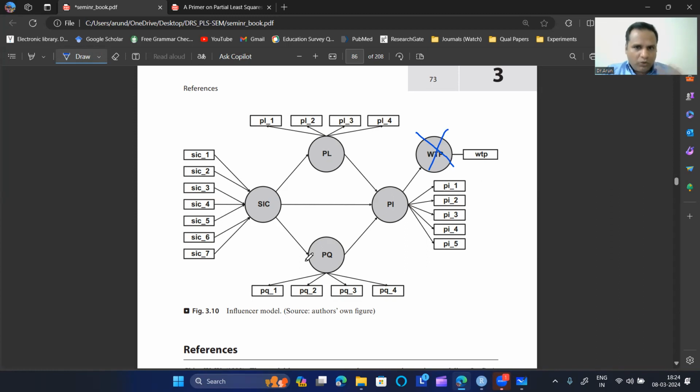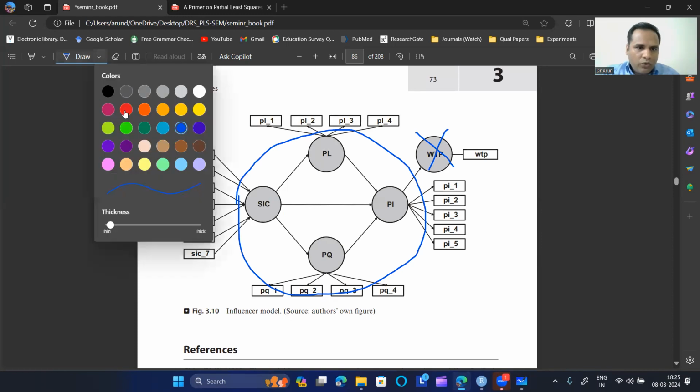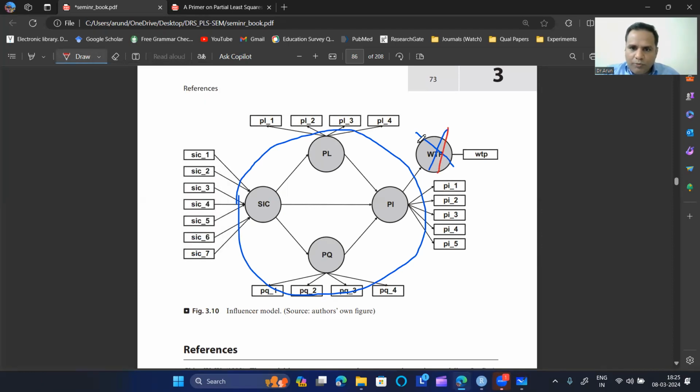Hope so far this particular issue is understood by all of you. So I'm going to take four constructs. I'm going to test this particular model, and I'm going to ignore willingness to pay. Let's keep the model simple.